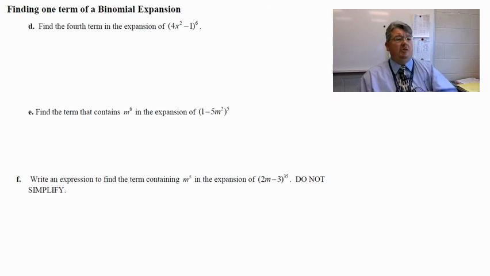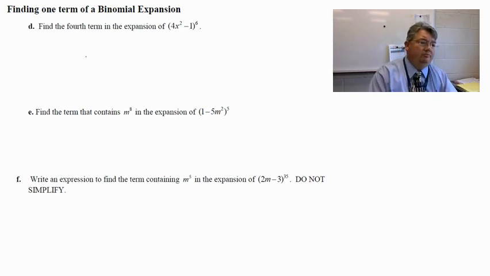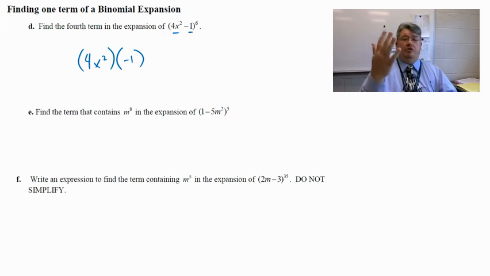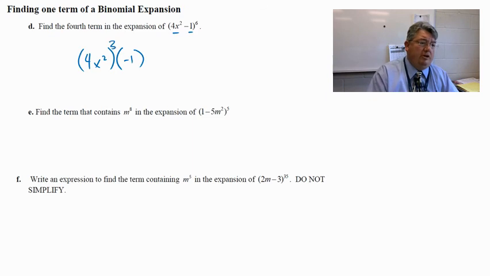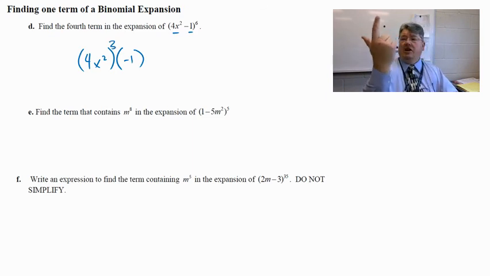Find the fourth term in this one. Okay, fourth term. So it's going to have a 4x squared and a negative 1, because those are the two terms. Fourth term, use my fingers. 6, 5, 4, 3. There it is, 3. So this 4x squared, this is going to be a power of 3, right? Power 6, 5, 4, 3. Yep.